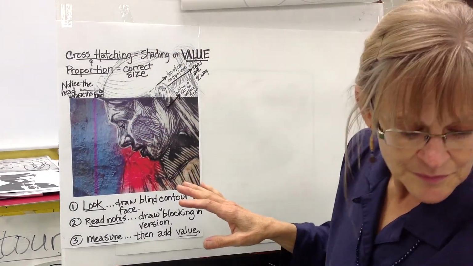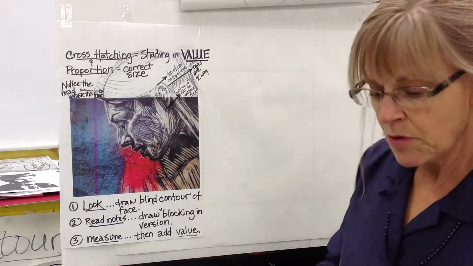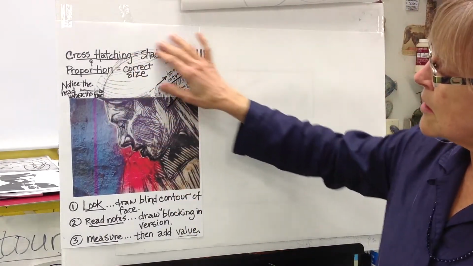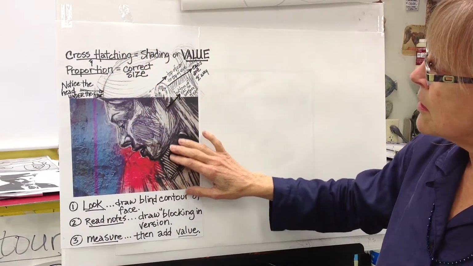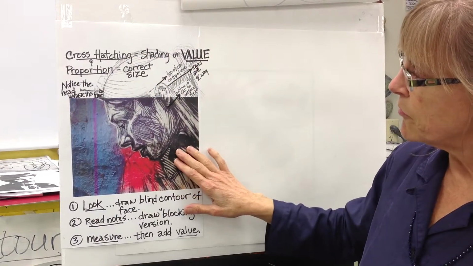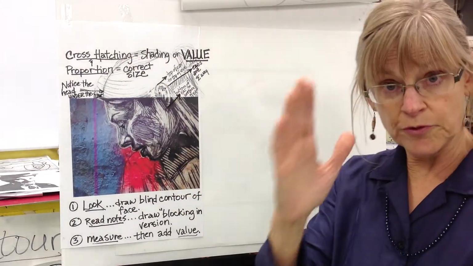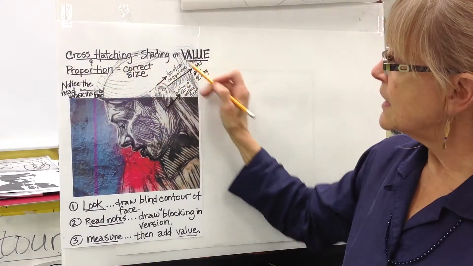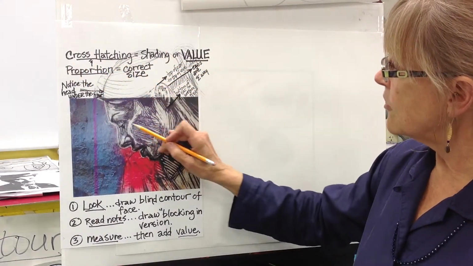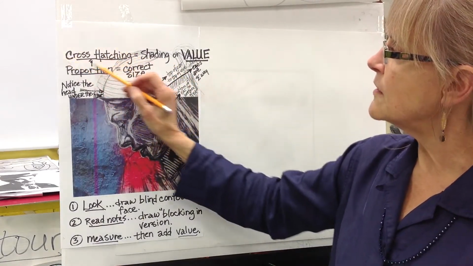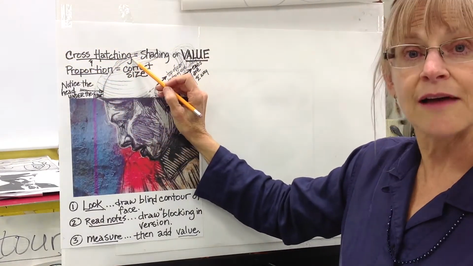Okay. So now, what we're going to work with is a different kind of drawing than the last one we did. We have a side view, which is called a profile. The last one was almost full frontal. And we're going to work first on proportion, getting everything in the right size and the right relationship to each other. And then we're going to work on a different kind of shading called cross-hatching.